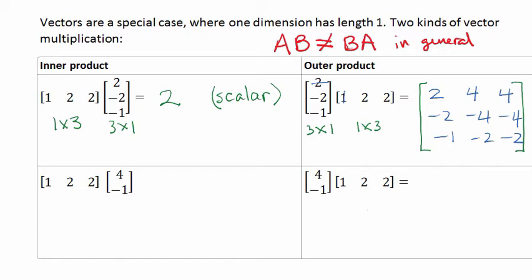Okay, another fact about the inner product is that you can't do it between every pair of vectors. So here I have a vector which is 1 by 3 again, but now the second one is 2 by 1. Well, 3 does not equal 2, and so therefore this product is undefined.